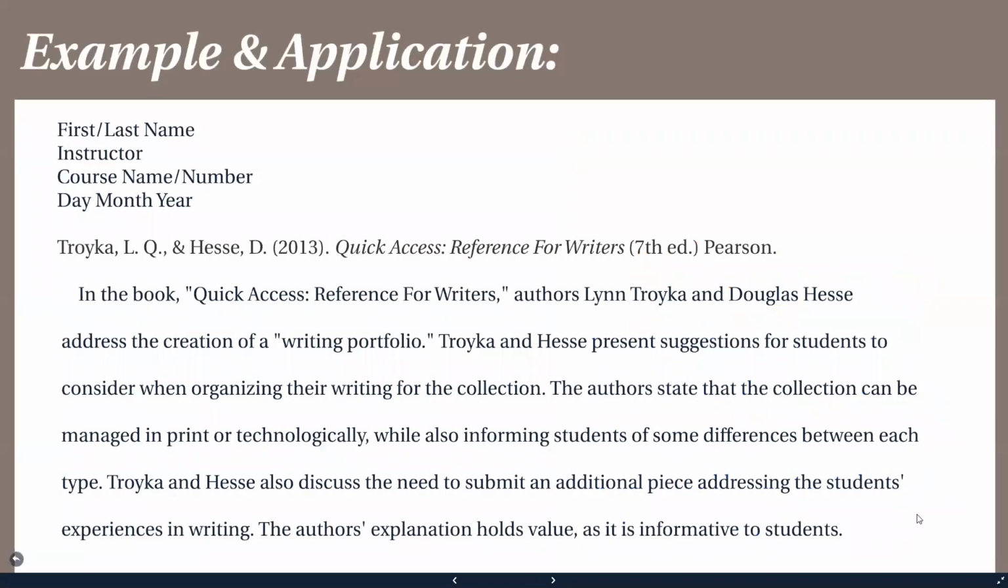And in our example here, going back to how we would format that in Word, again, you're going to type this in Times New Roman 12-point font, double space. But this is how it would look as it all comes together, with your information at the top, that bibliographic citation, and then our summary.